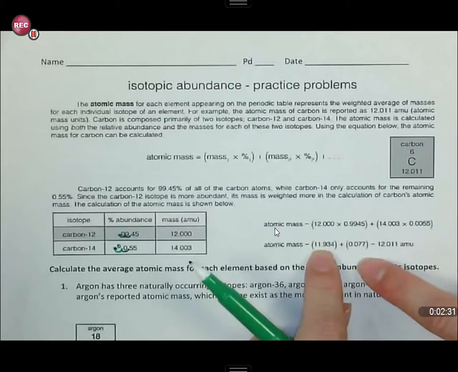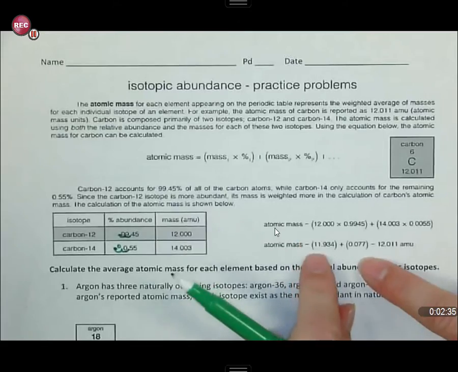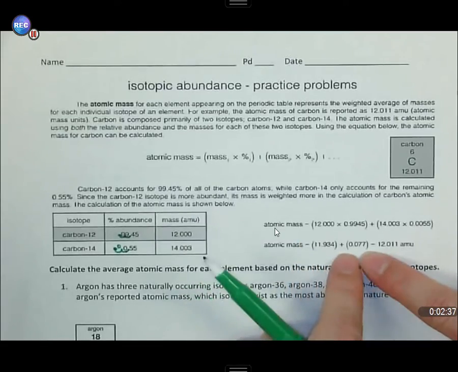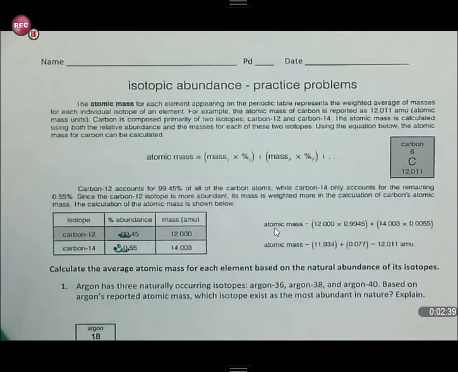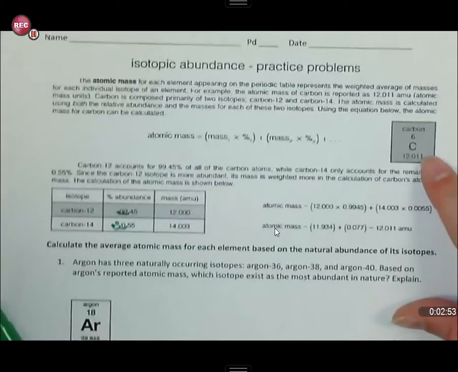11.934 and 0.077. So you can see that you add them up, and you end up with 12.011. That's going to be the atomic mass number of carbon.